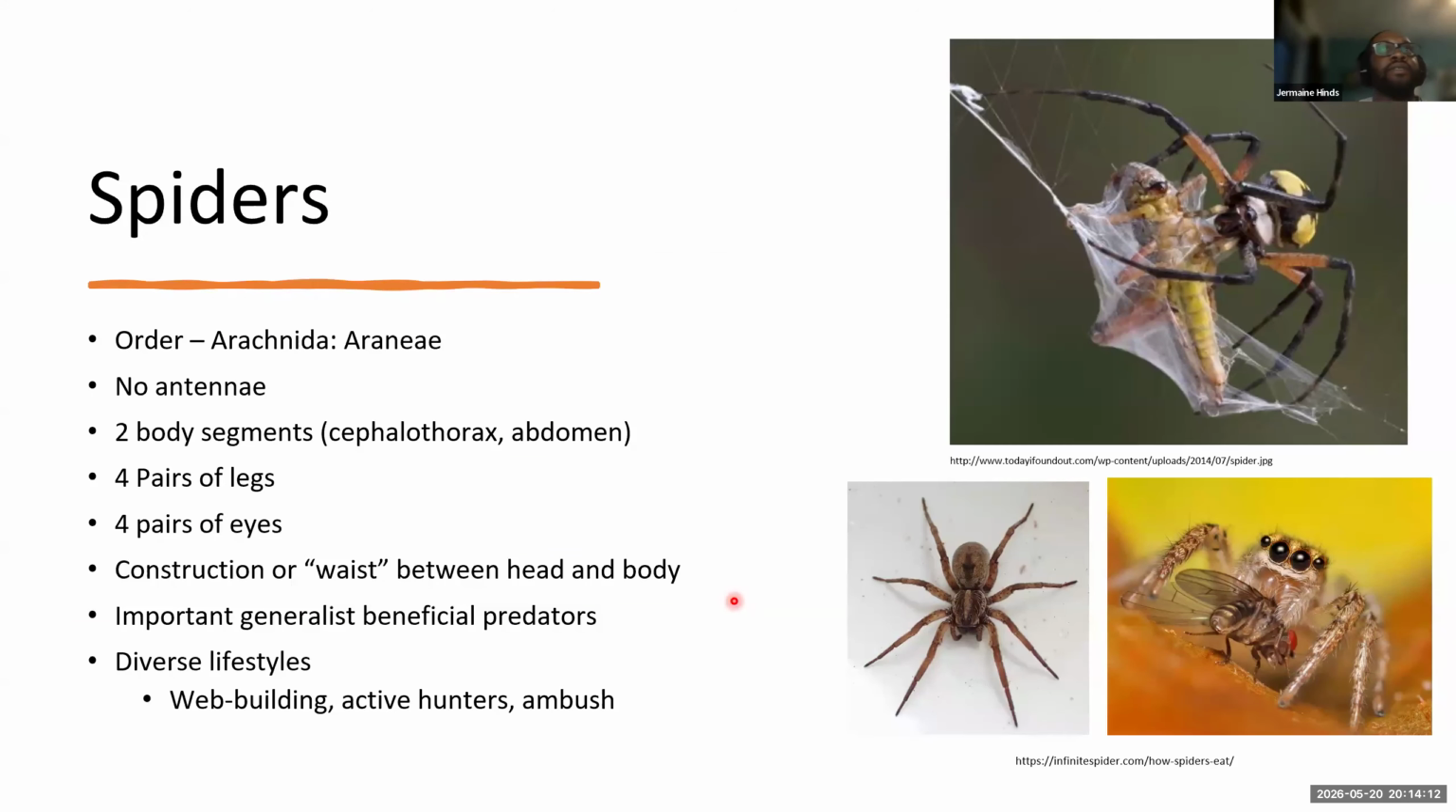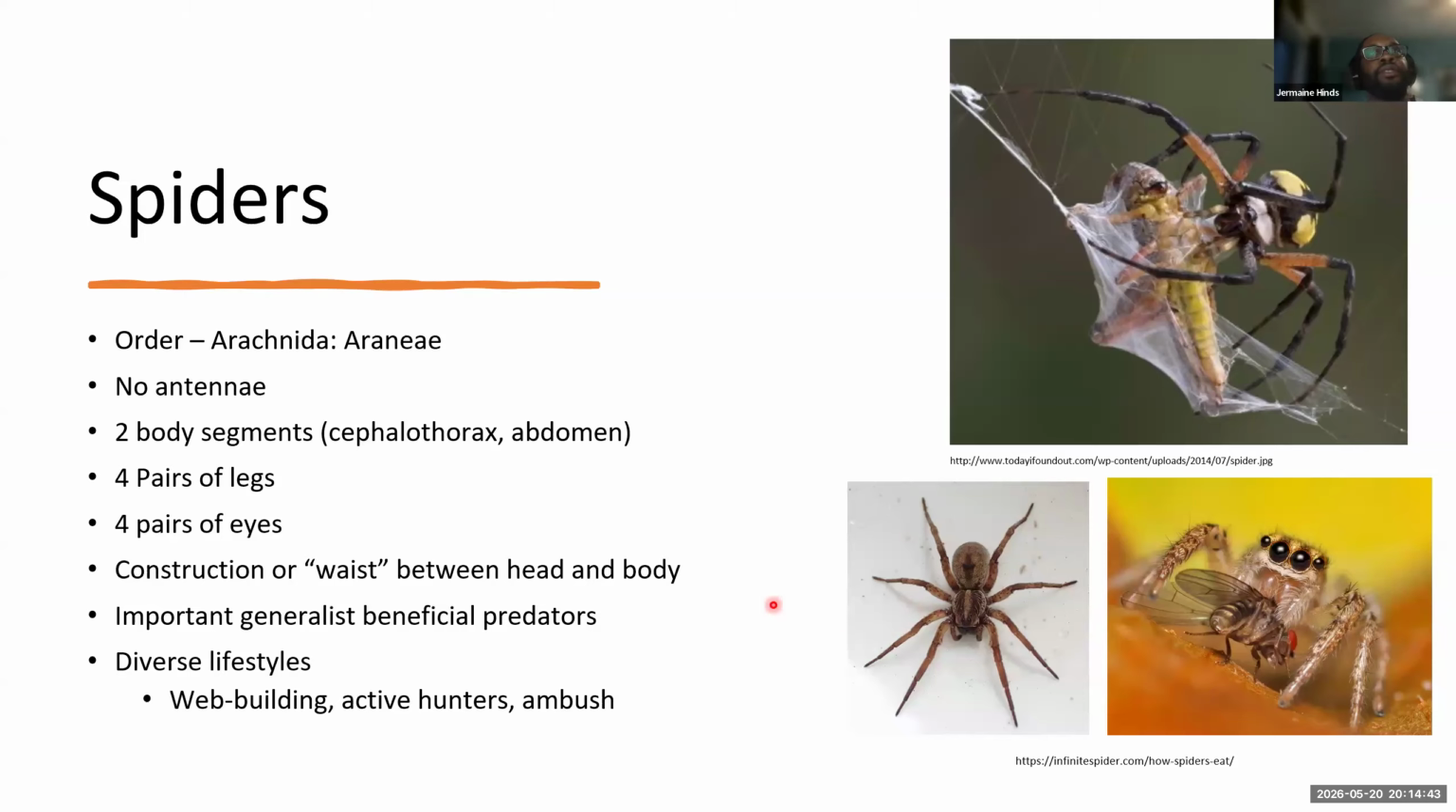Next up are your spiders. They're in the class Arachnida, and in the order Araneae. They don't have any antennae. They tend to have two body segments: the cephalothorax that we talked about, and then the abdomen. They have a sharp constriction between the cephalothorax region and the abdomen, so there's a sharp waist right there. They have the classic four pairs of eyes and four pairs of legs. So your eight legs, eight eyes.